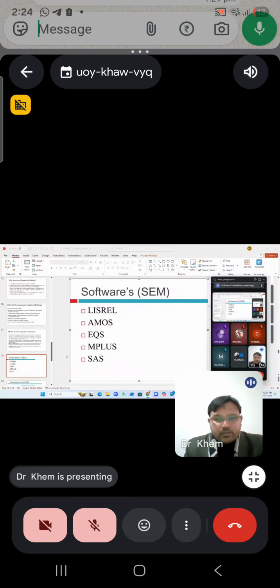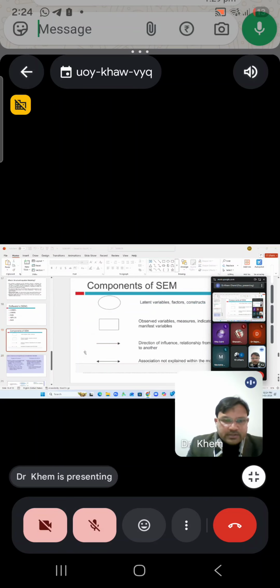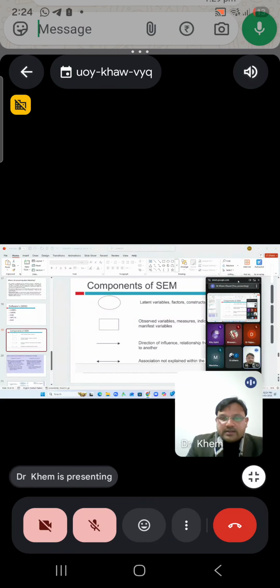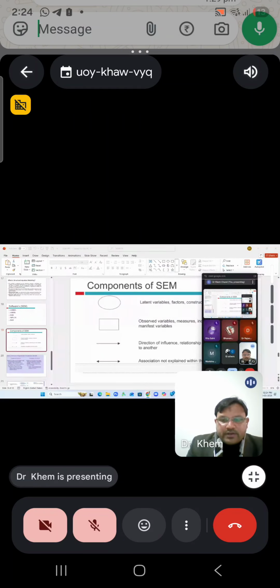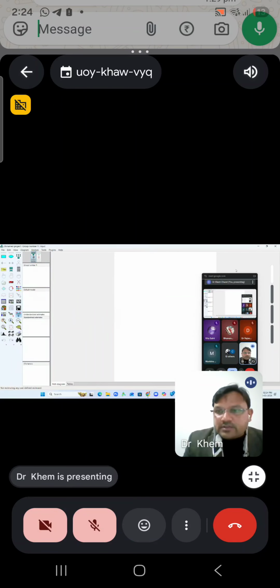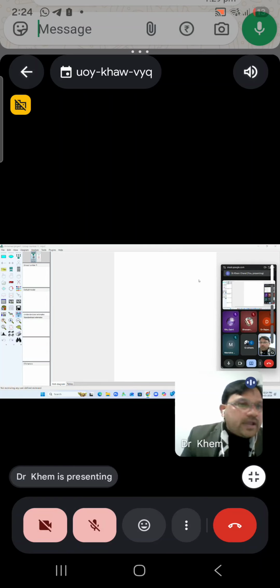Now, no need to spend more time on this because we have only 26 minutes left. So we are talking about this part. First we need to understand the interface. When we open any AMOS software, let's suppose we have downloaded and installed it, the first interface looks like this. So we have File, Edit, View, Diagram, and all this.